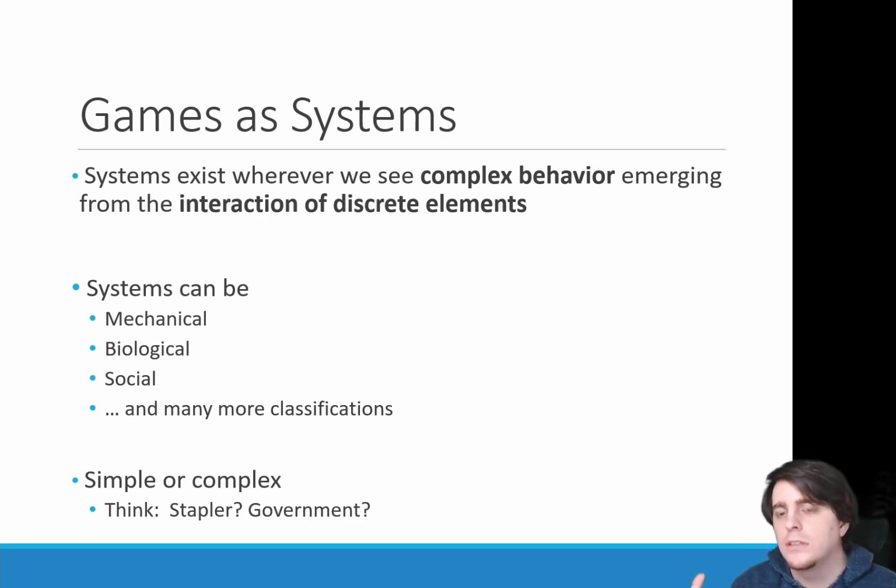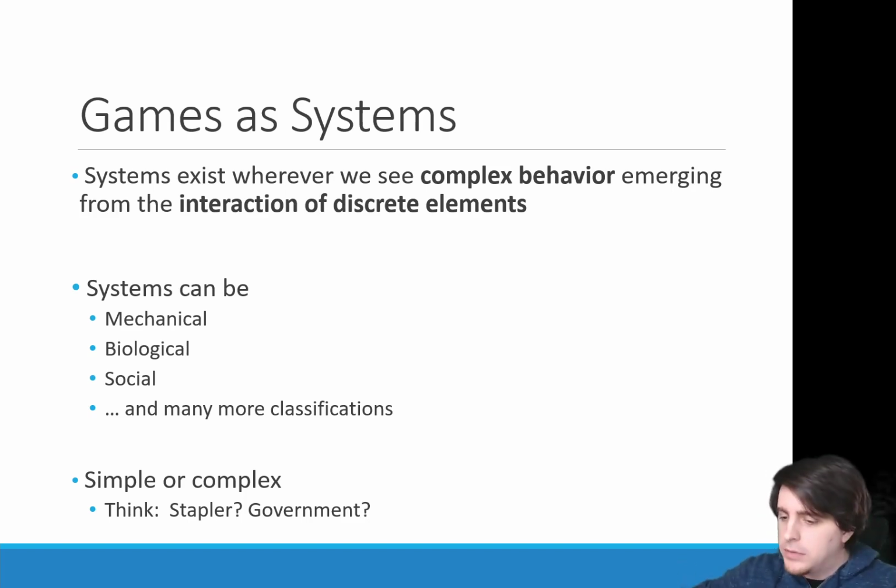Looking around the world, you can see the systems are mechanical, they're biological, they can be social, and there's all kinds of classifications for what falls under the umbrella of a system. And they can be very simple and they can be very complex. A stapler is a very simple example of a system. It's a bunch of separate parts that you use, and the purpose of that thing is to attach two pieces of paper or whatever together.